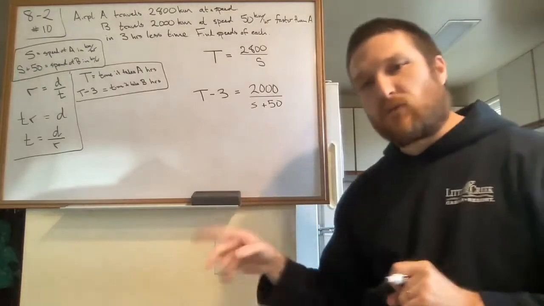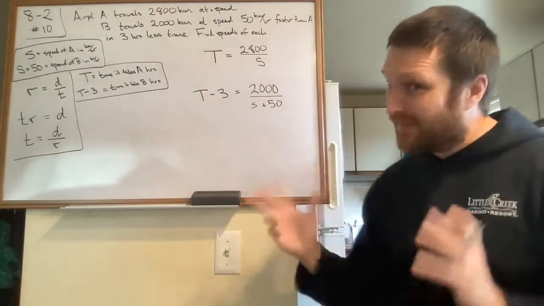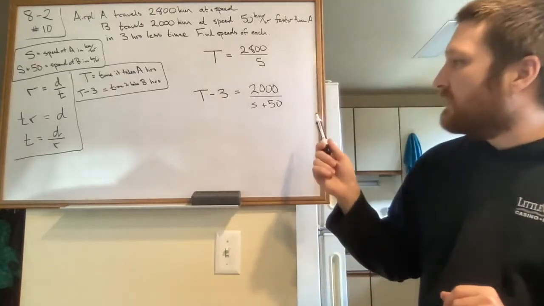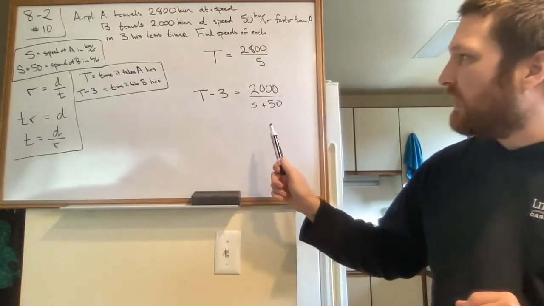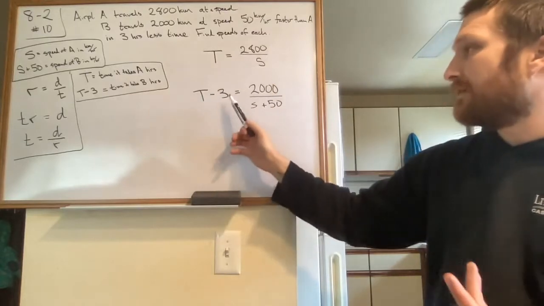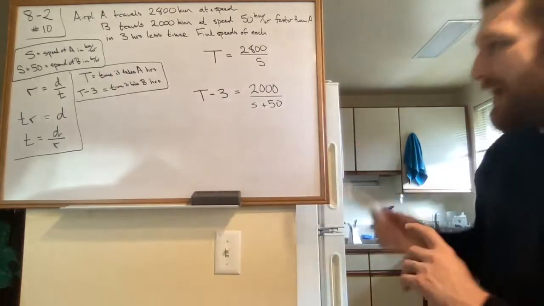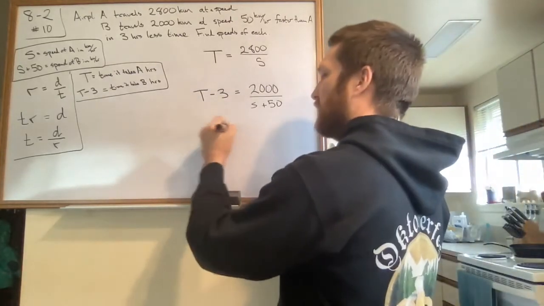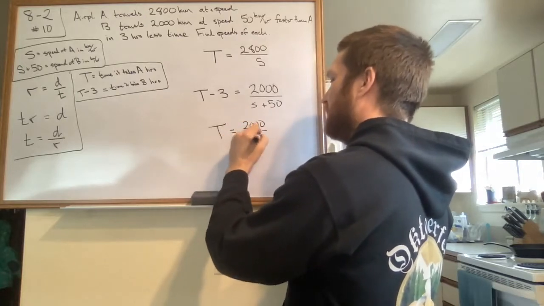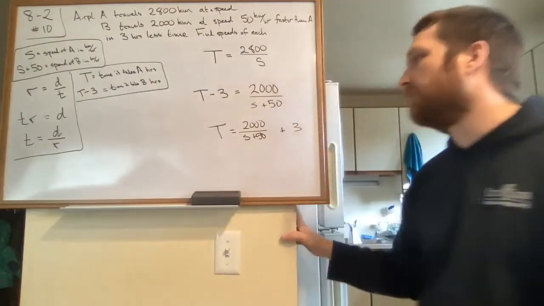We want to make the t drop out. In other words, if we could get both of these things equal to the same thing, then we could get rid of that variable. And right now I'm seeing a pretty easy way to do that, right? This one says t equals this. This says t minus 3 is equal to something. Well, let's just get rid of this minus 3, right? We do that by adding 3 to both sides. That gives me t equals 2,000 over s plus 50, plus 3, just like that.